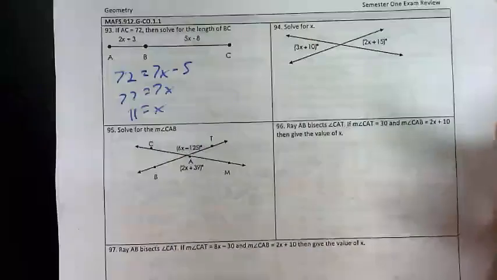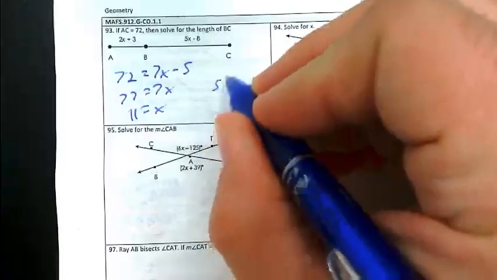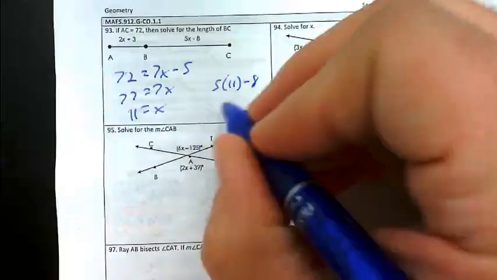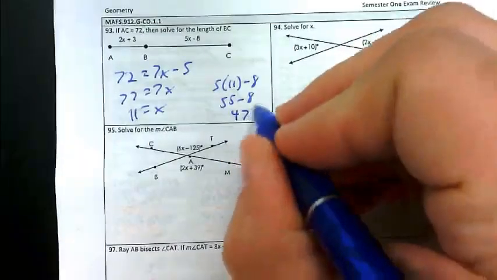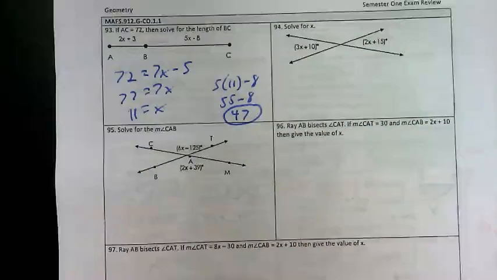Add 5 to this side, you get 77. Divide by 7, you get 11. X is 11, but we want BC. So we've got to plug 11 back into this side. 5 times 11 minus 8. That's 55 minus 8, which is 47. And that'd be our answer.